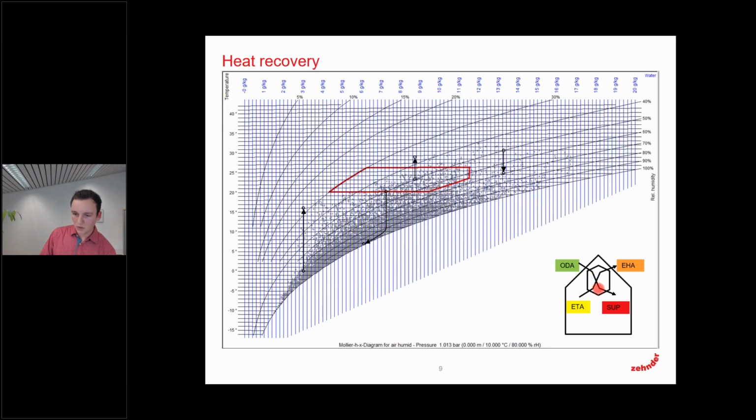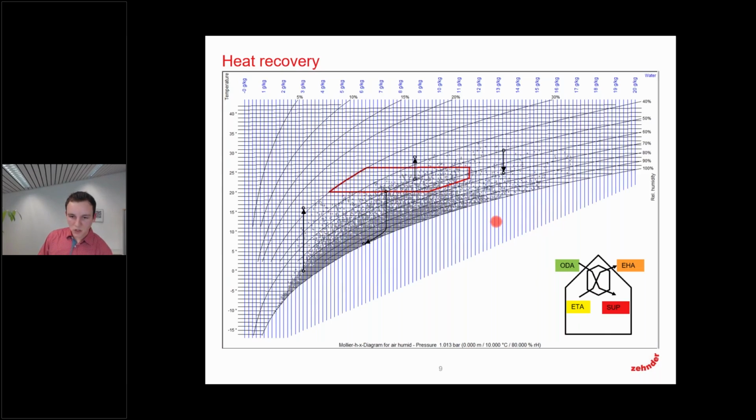Then we go through the heat exchanger or the enthalpy exchanger and supply the air to the apartment, the so-called supply air, in red. On the other side, we take out the extract air, going through the heat exchanger, and blow it out as exhaust air, in orange.